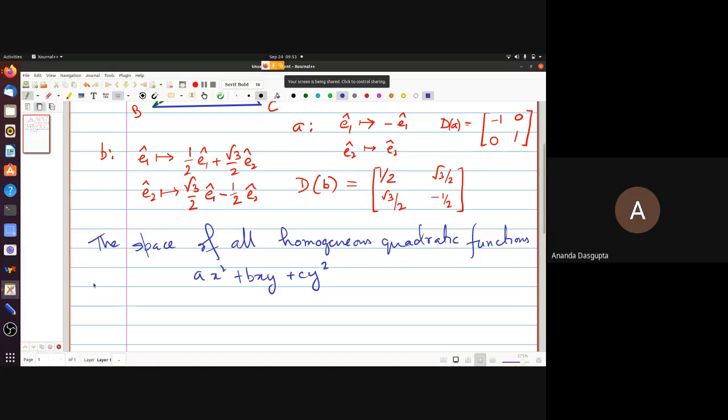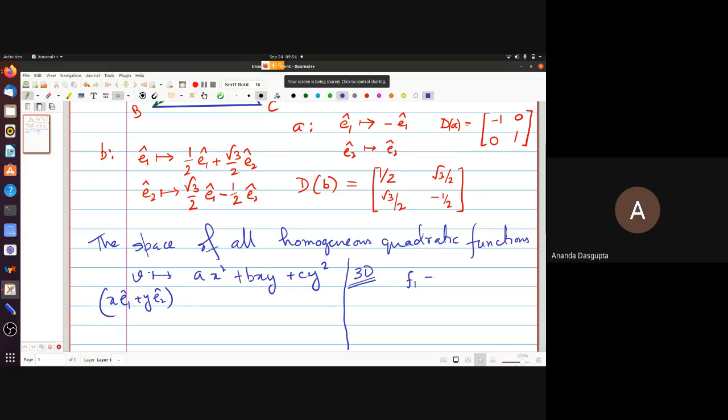Remember the vector v, of course, this is a map. This is a function which will map v, which is of course x e1 plus y e2, to this value ax square plus bxy plus cy square. Okay, so it's a map from the space v to the space of real numbers. What is the dimensionality of the space of functions? Yeah, there's a three-dimensional function vector space with an obvious choice of basis.